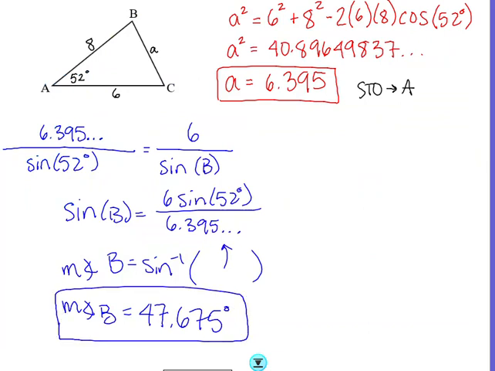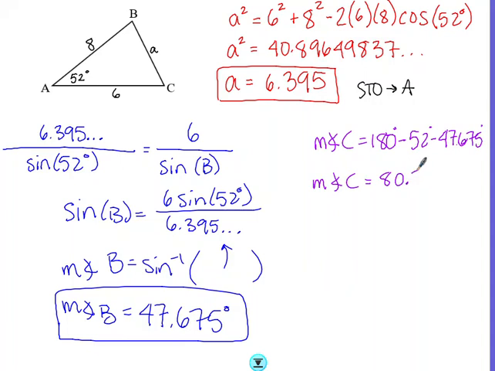Finally, to finish solving this triangle, I need the measure of angle C. We know that the angles of a triangle add up to 180 degrees. So if I subtract angle A and angle B, I'll have the measure of angle C as 80.325 degrees.